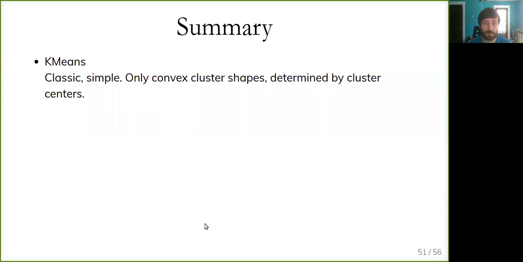All right, so to wrap up the algorithms, k-means is really simple and classic, can only do convex cluster shapes that are determined by the cluster centers. You can easily predict on new points, and the cluster centers fully give you a parametric model of the clustering.